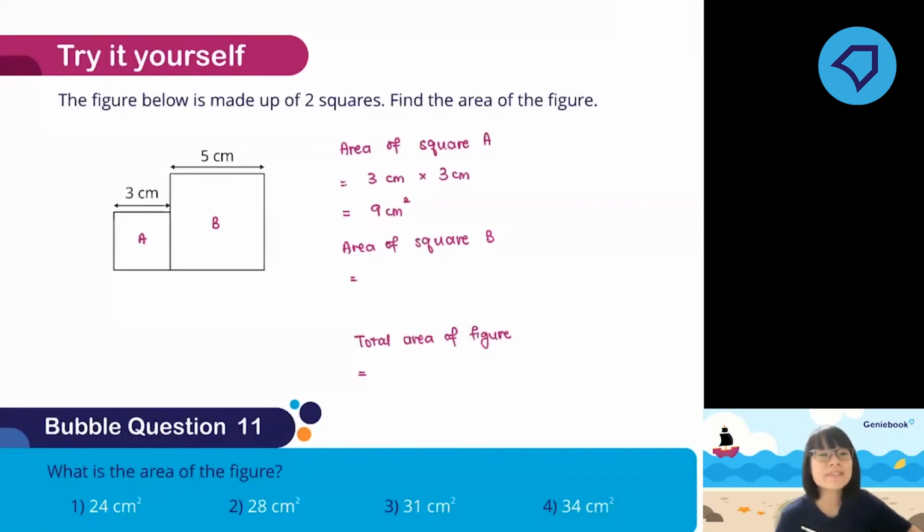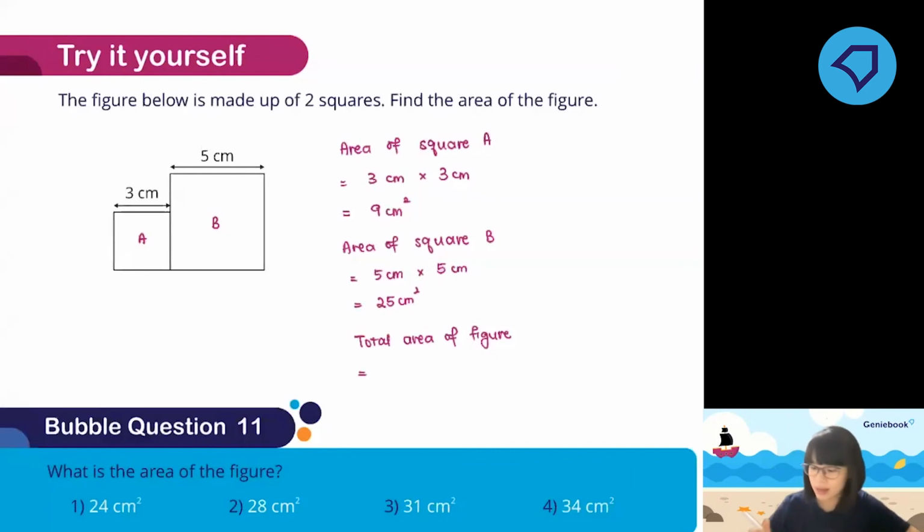All right, next one, we want to find the area of square B. How do I find the area of square B? 5 times 5. Excellent job, guys. Well done. 5 multiplied by 5. Okay, so what is 5 times 5? 25. Excellent job, 25.